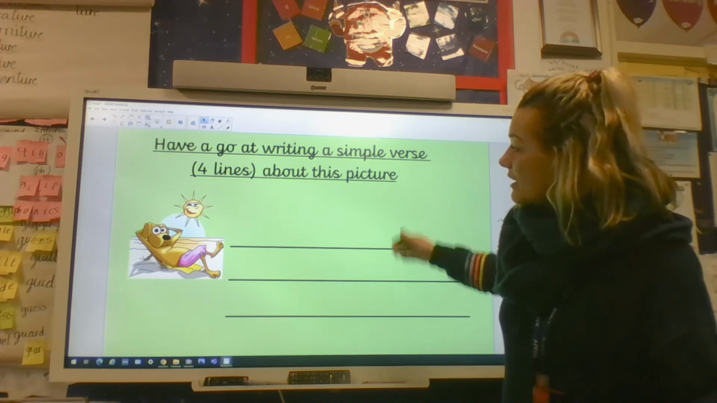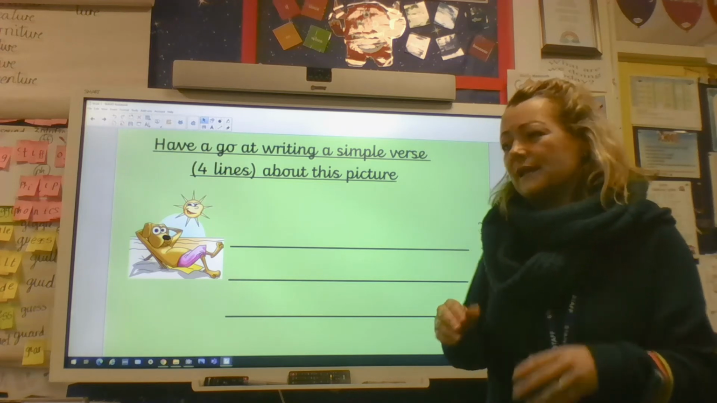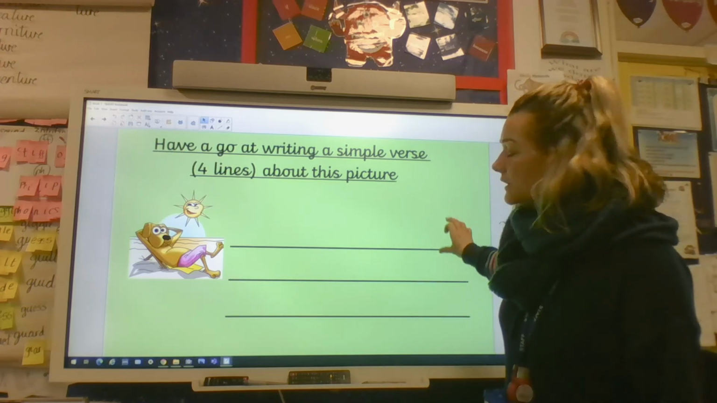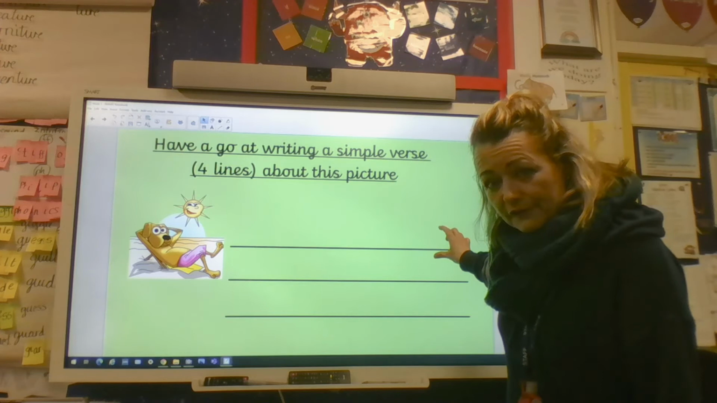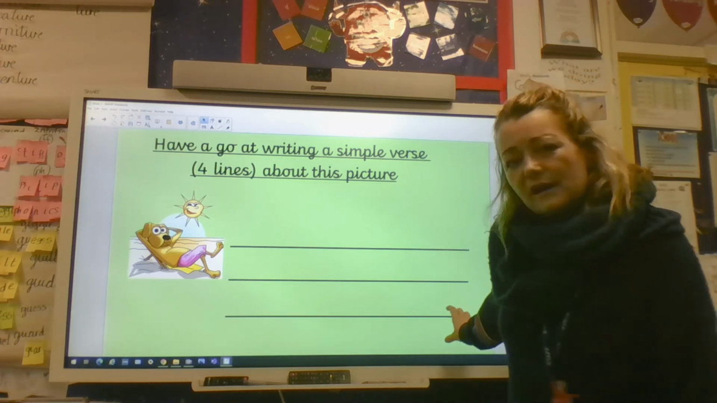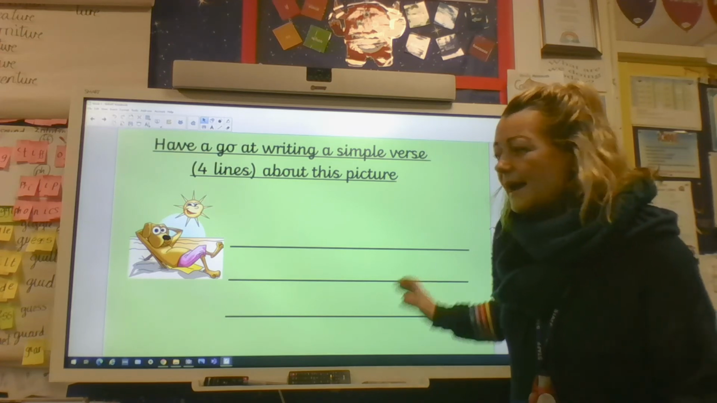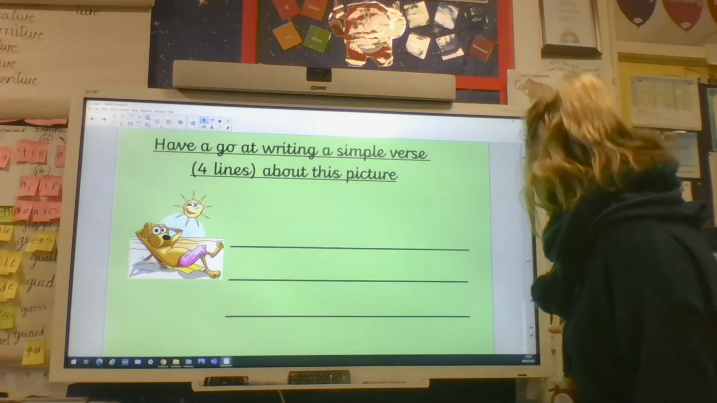So I've managed to come up with 4 lines just thinking about it now. So all I'm focusing on when I'm doing that is I'm thinking of the last two words in the first two lines, they must rhyme. And then the last two words in lines 3 and 4, they must rhyme. Have a go, have a practice. This is just a little practice sheet.